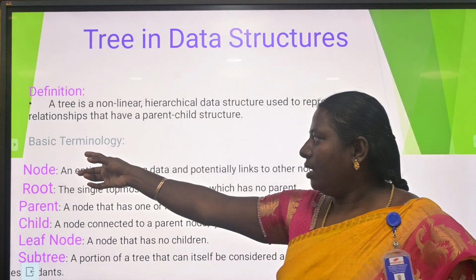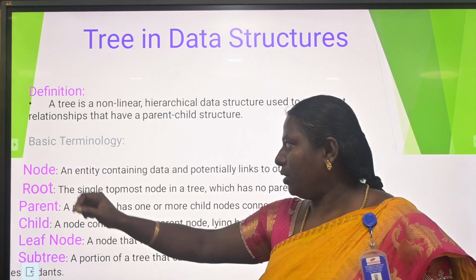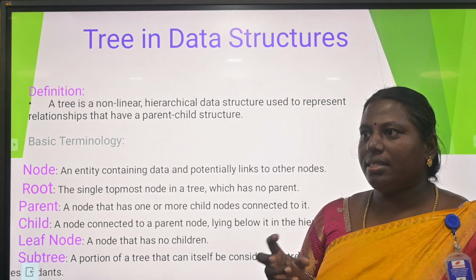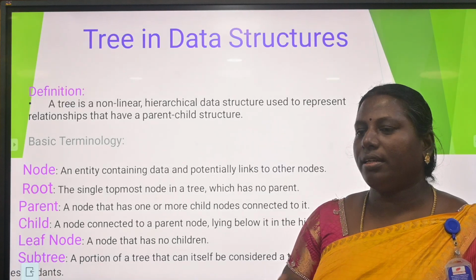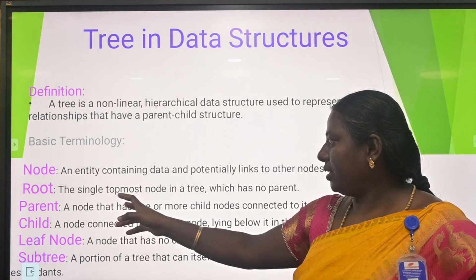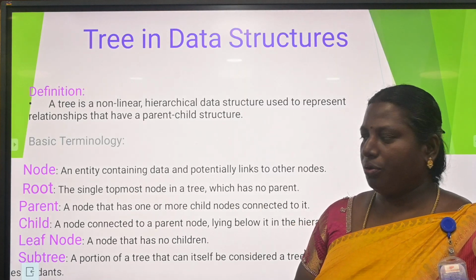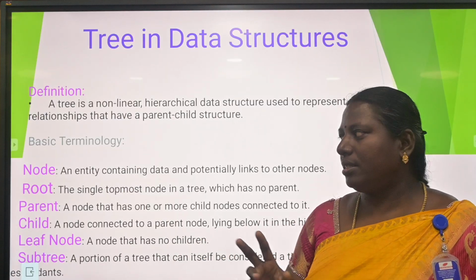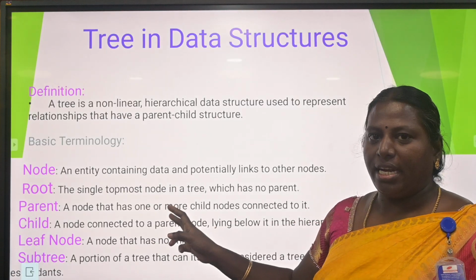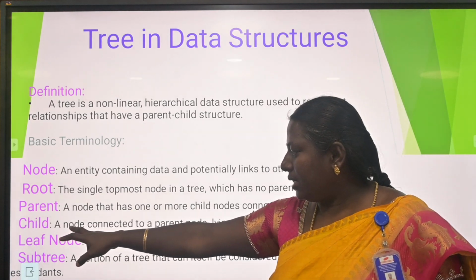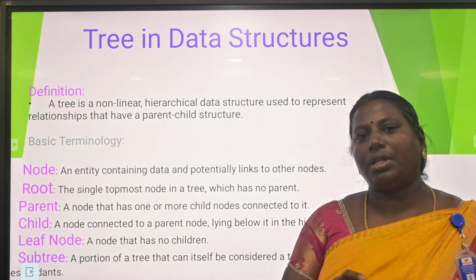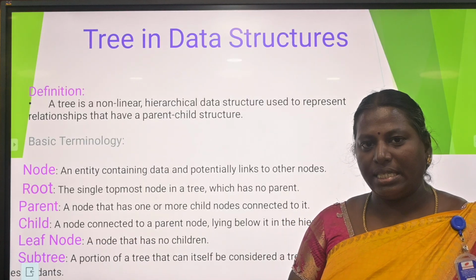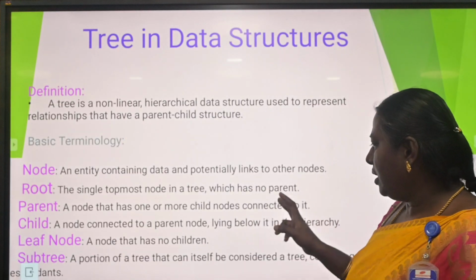For example, the basic terminologies. First one, node is nothing but an entity. That means it is considered as data and a value. Root means the single topmost element in the tree. Then parent node means a node that has one or more child nodes. Then next one, child node. A child node is a node connected to the parent node. A leaf node means a node that has no children. Then subtree.